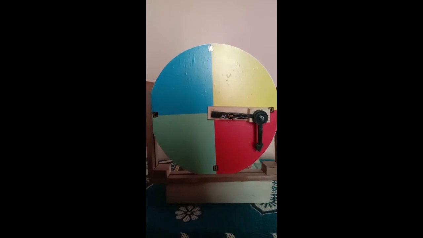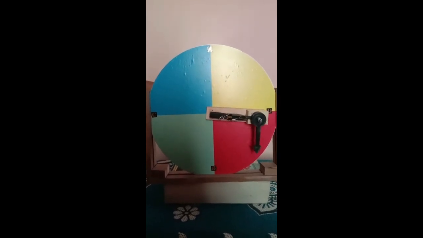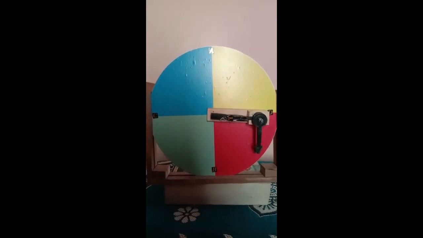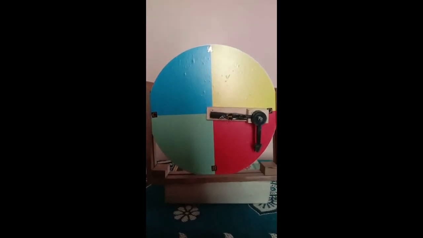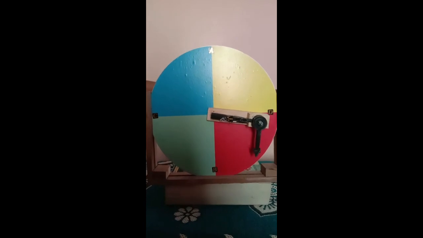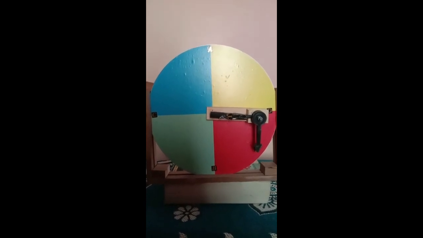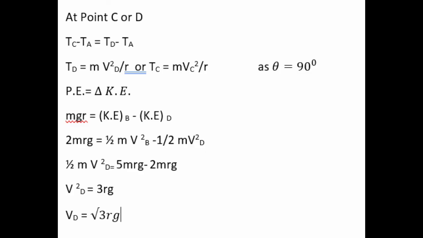Similarly, you can write down the equation for this, as the tension in the rod is given by mvc square by r or mvd square by r. Again, balance the energies at point C or D and try to calculate the velocity at point C or D.